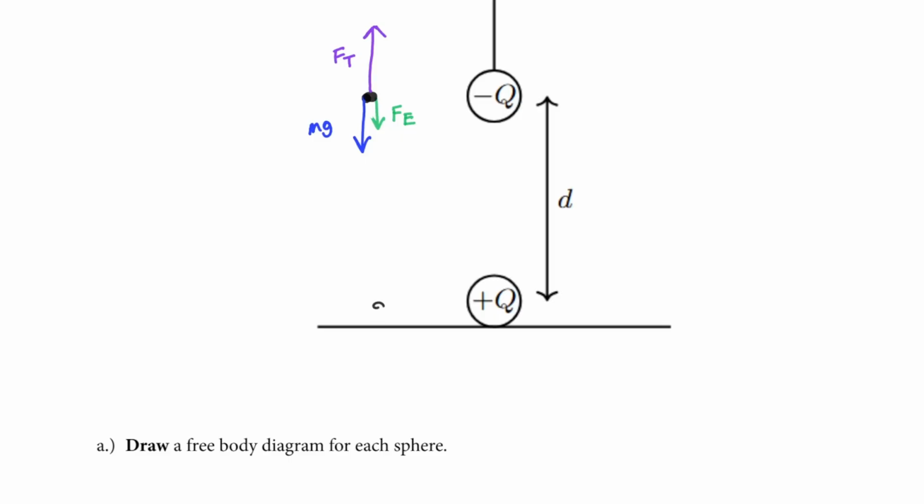Whereas for the bottom sphere, we see that there is a weight force down. There's an electric force up. Again, those equal and opposite pairs. And then it will experience a normal force from the ground that sort of makes up the difference.